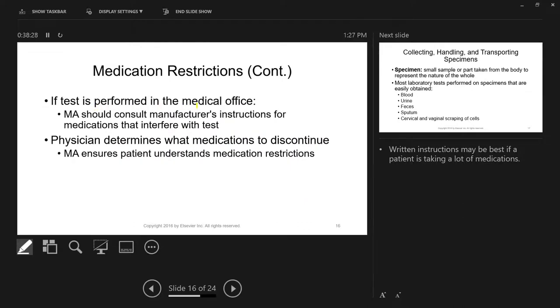If the test is performed in the medical office, the MA should consult the manufacturer's instructions for medications that interfere with the test. Inside the packaging for every new box of tests, there's an insert. That insert gives you all of the important instructions and considerations for performing that test. And it is always the physician who determines what medications to discontinue, if any. The MA ensures the patient understands. Where the doctor says it, we relay it.